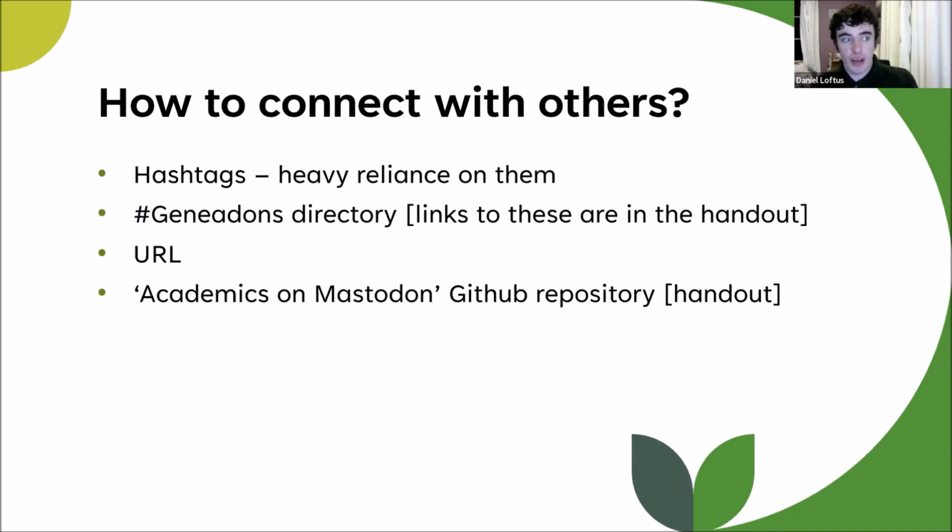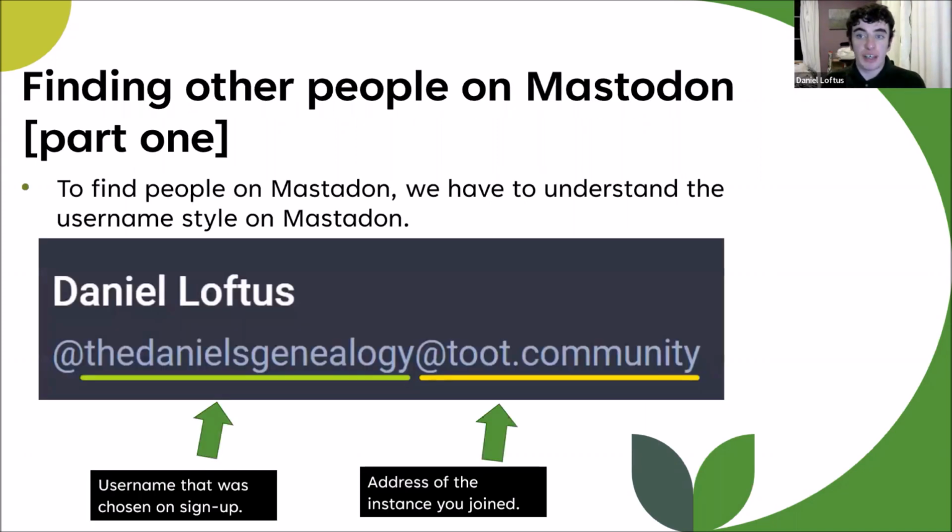So the first part I want to mention is finding other people on Mastodon. To find people on Mastodon, you have to understand how the username style works. This is mine, as you can see. The underlined green is the username I chose when I signed up, which is Daniel's Genealogy. The gold underline is the domain or address of the instance or server that you joined. The one I joined was toot.community.